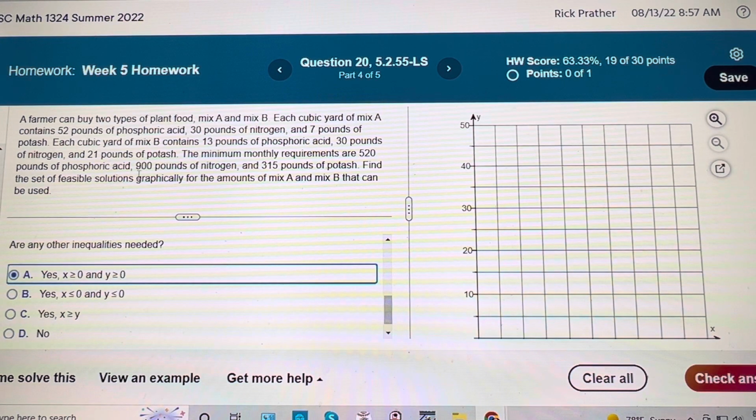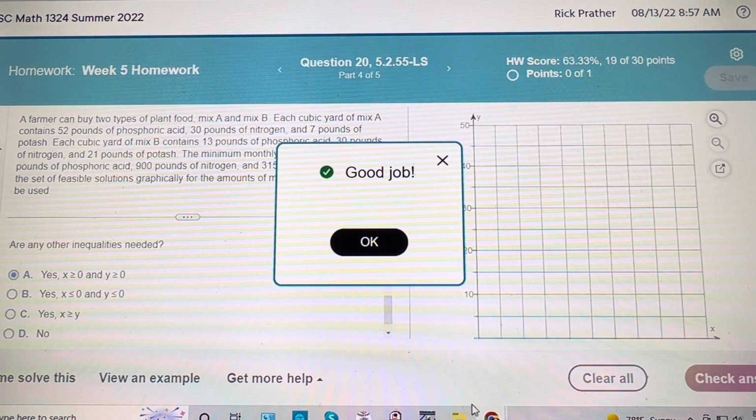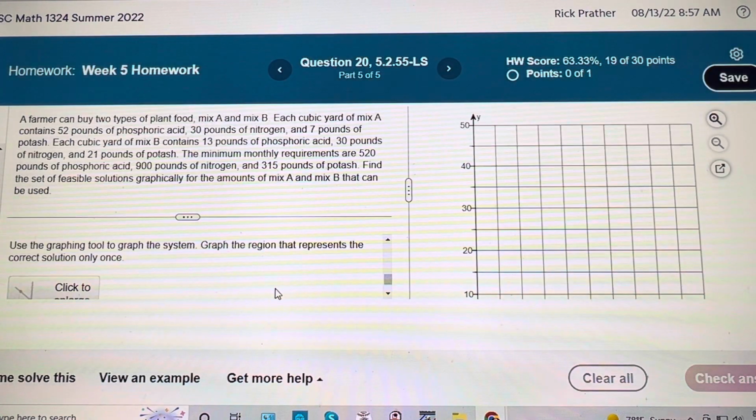Especially when you're dealing with a word problem where you're trying to do, I need so many of this thing and so many of that thing, they can't be negative. So in most word problems, those are always going to be there. They had one of the graphing problems where they didn't put them because maybe you're not dealing with a word problem, but when there's word problems, that's almost always going to happen.